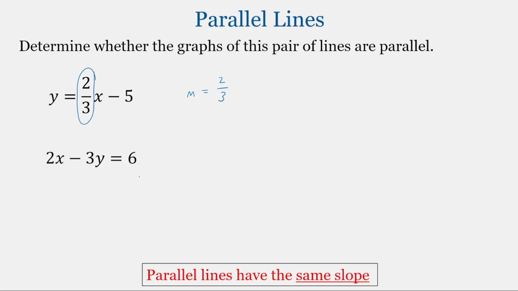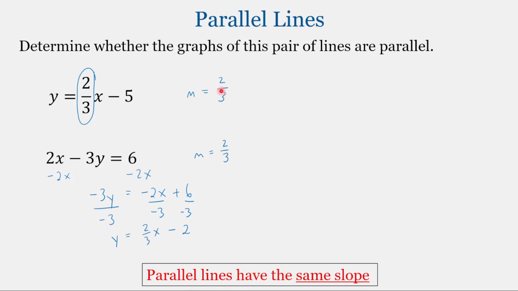The second one's in standard form, so we're going to have to rewrite this in slope-intercept form. So let's subtract 2x from both sides. We now have -3y equal to -2x plus 6. Then we'll divide both sides by -3. And this will give us y equal to 2/3 x minus 2. And again, we have a slope equal to 2/3.